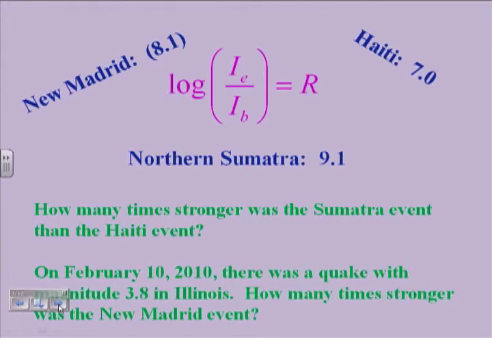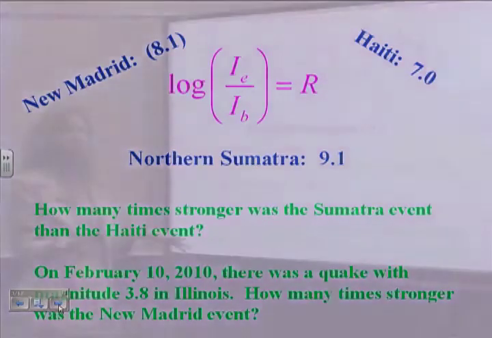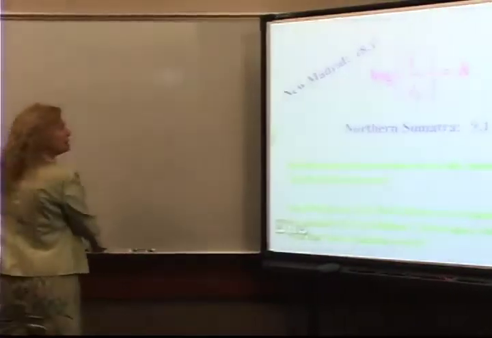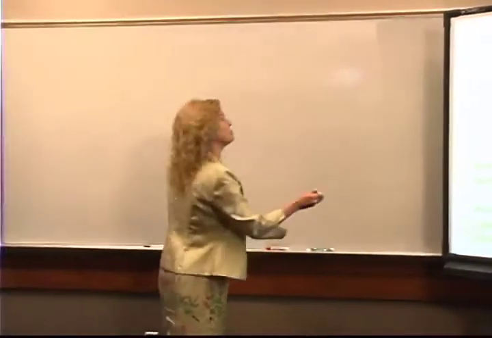And so the question that I ask you is, how many times stronger was this Sumatra event of a 9.1 versus the Haiti earthquake with a 7.0? Because those numbers don't seem to be that far apart. So are those about the same kind? Well, let's use our understanding of logarithms.